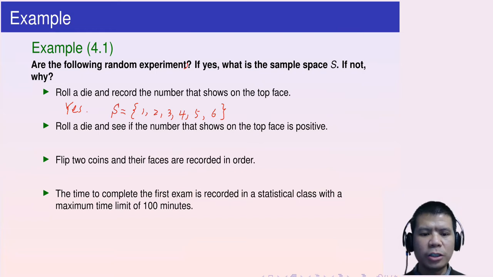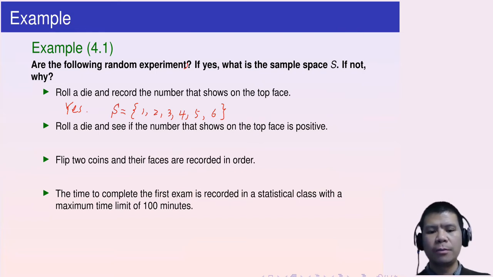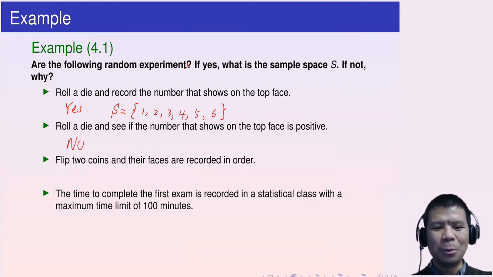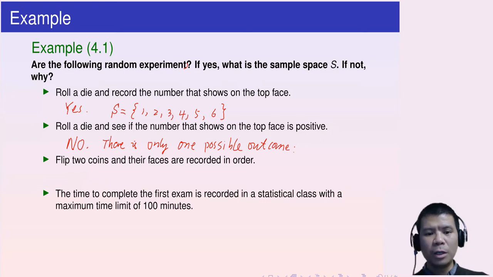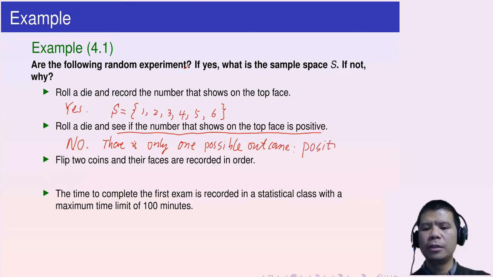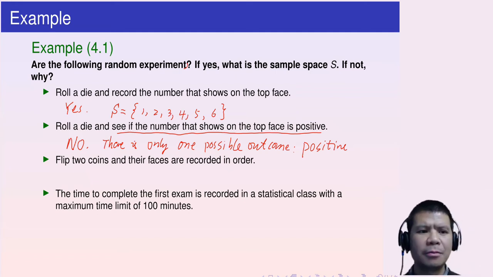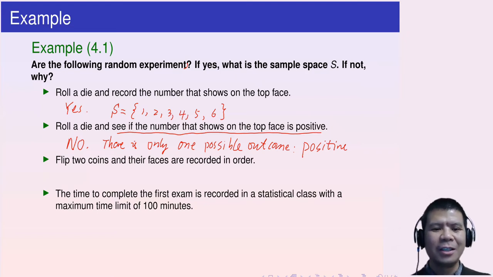Consider the second: roll a die and see if the number that shows on the top face is positive. Is this a random experiment? Yes or no? This is no. Why? Because there is only one possible outcome. The die is 1 through 6, and they are all positive, so the number is always positive. There is only one possible outcome, and we can predict the outcome with absolute certainty. I can say that it's always positive. Therefore, this is not a random experiment.